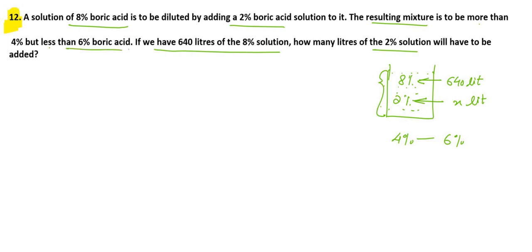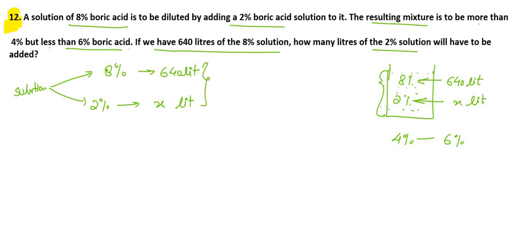तो आपको what is given? जो आपको solution है, there are two solutions which are given. One is 8% solution and one is 2% solution. For this, 640 liters they are mixing, and for the 2% we don't know. Suppose X liters they are mixing. After mixing, the percentage which is getting ready is between 4% and 6%. This is the question.